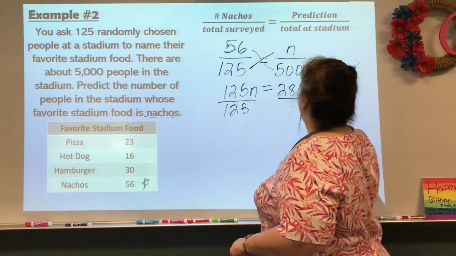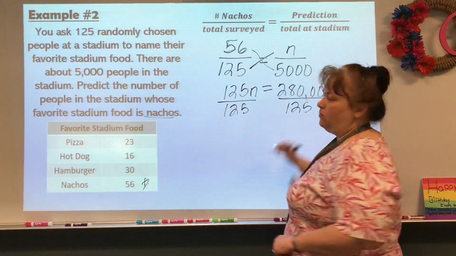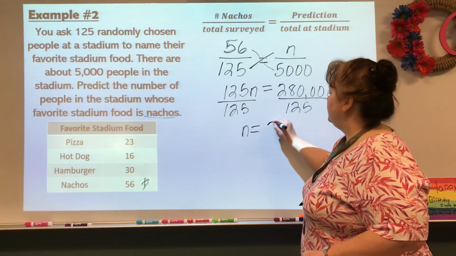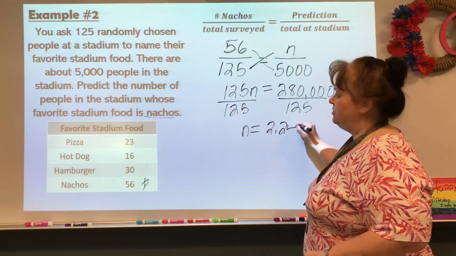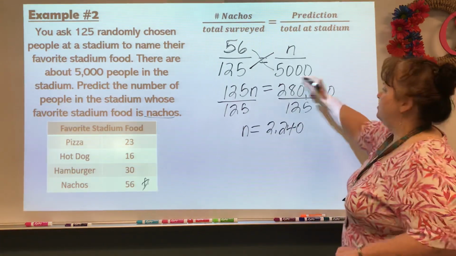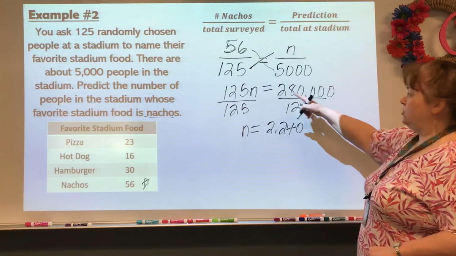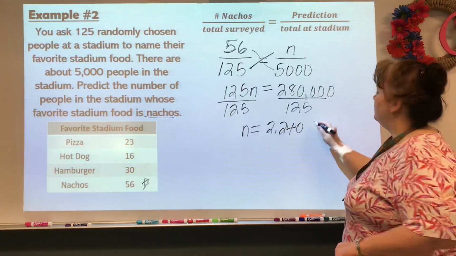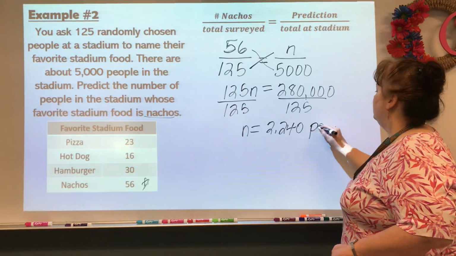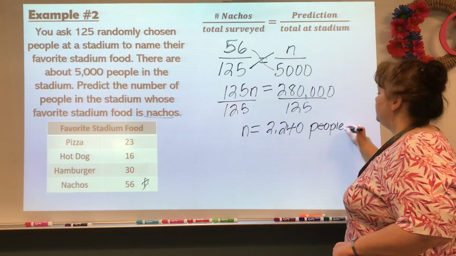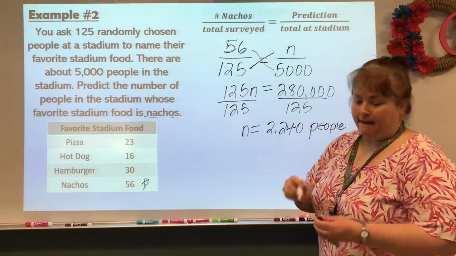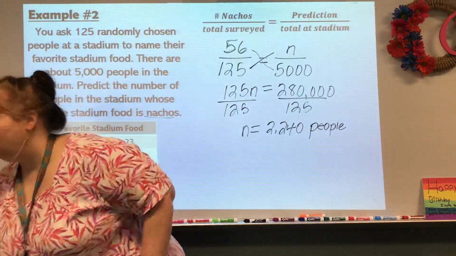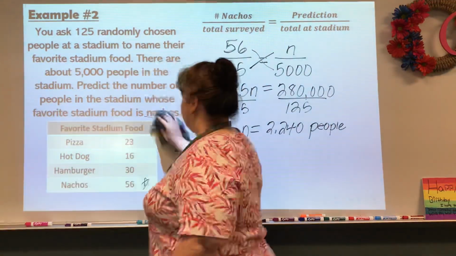So divide both sides by the 125. And you should get 2,240 when you do 280,000 divided by 125. And it's people. People in the stadium. Okay? All right. So we're going to do one more like this one.